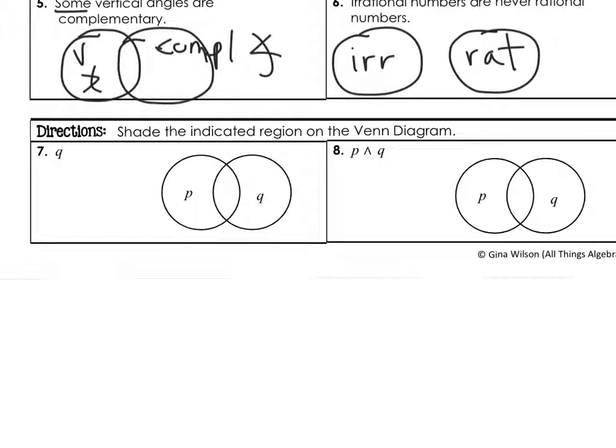Here we have to start shading to indicate what this symbol means. So here we're saying that we want all of Q. So all of Q means we're going to shade in this entire Q circle. So all of that is shaded in. And number 8, this symbol means P and Q. So that's just the overlap. So it has to hold that this is in P as well as in Q. And that's the only region that is true.